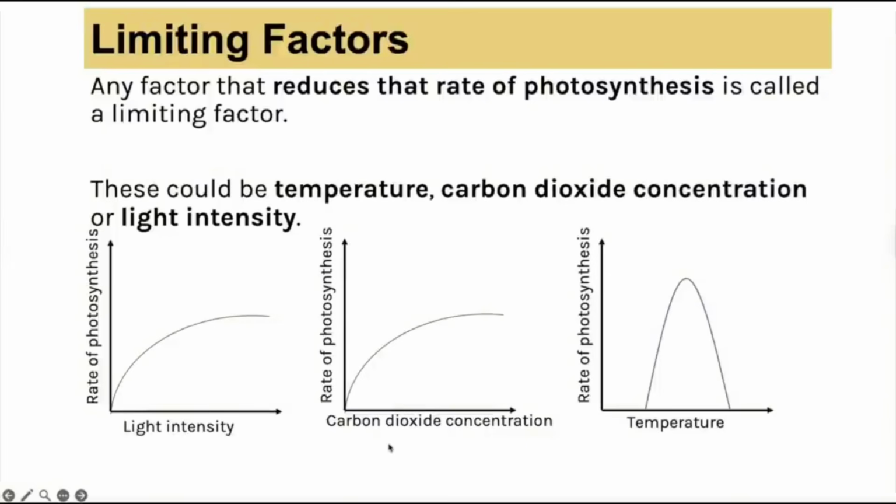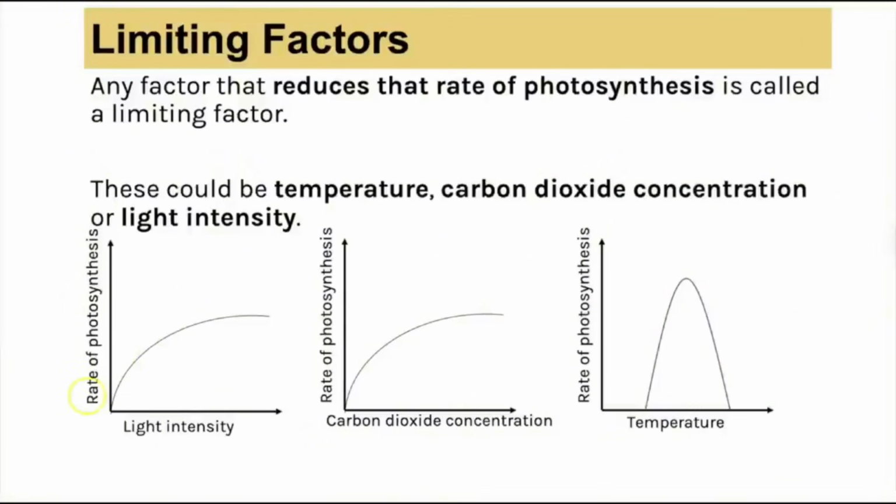There are limiting factors that reduce the rate of photosynthesis. Those are the light intensity, carbon dioxide concentration, and temperature. The light intensity is going to limit the rate because it provides the energy in the light dependent reactions. So if you don't have a high enough light intensity, then photolysis of water and photoionization of chlorophyll won't be happening at a fast rate.